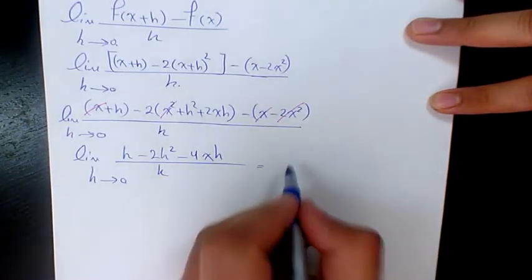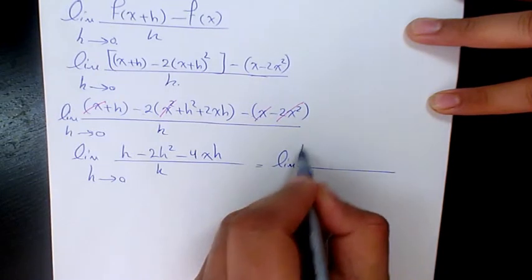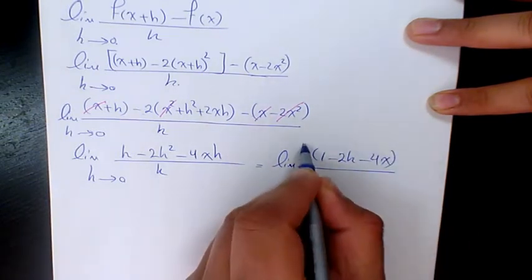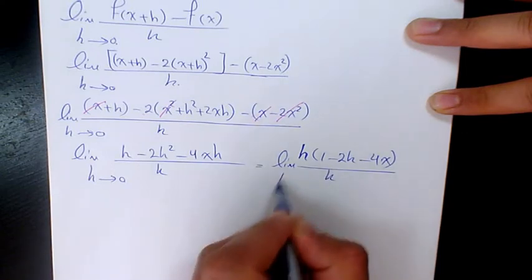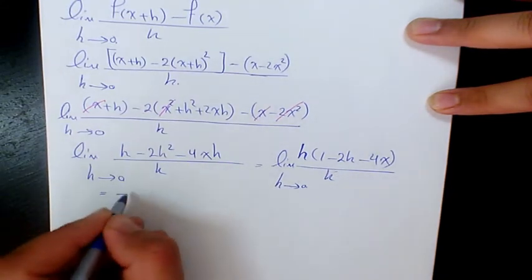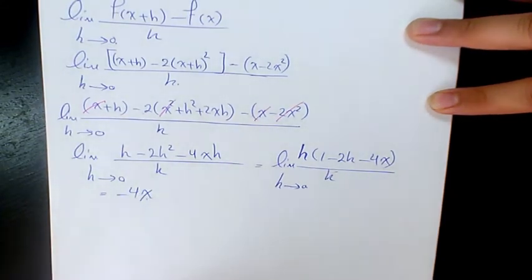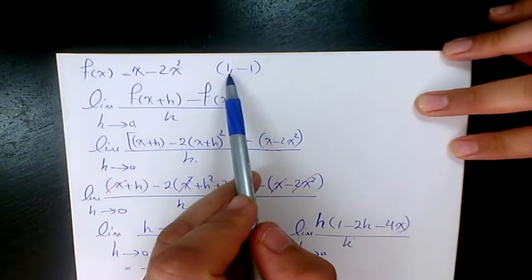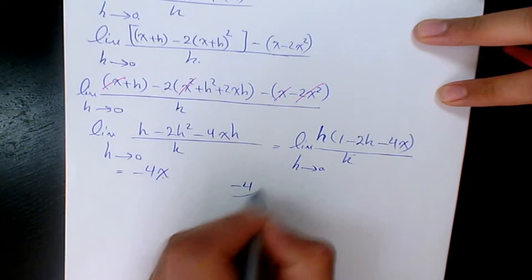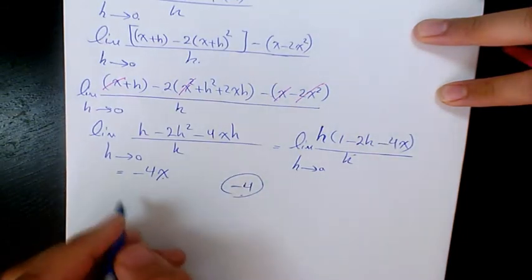Now I need to factor h. It's going to be 1 minus 2h minus 4x divided by h when h is approaching 0. These two cancel out. h is going towards 0. It's going to be negative 4x. x is 1, y is negative 1. When you sub it there, it's going to be negative 4. That's the slope at this point.